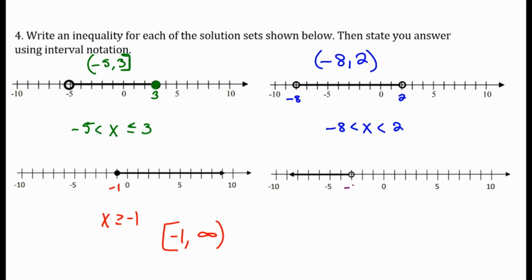Negative 3. How low do I go? Well, I go on forever. So my x's are less than negative 3. Here's negative 3. I want to be less than it. So using interval notation, how low do I go? Negative infinity. That's how low. It goes on forever. How high does it go? Negative 3, but don't touch it, and you can't touch infinities.